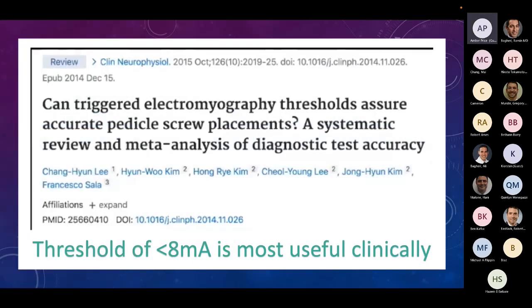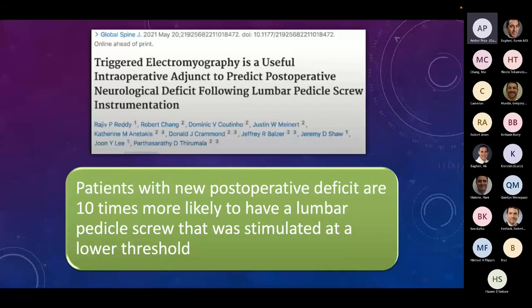So does that actually hold out with accurate pedicle screw placement? This study looked at whether or not the triggered EMGs actually were able to identify incorrectly placed screws by removing the screw and testing for breaches. And they again found that the threshold of less than 8 milliamps is the most clinically useful. And then, are they predictive of neurological deficits if the pedicle screw is placed incorrectly? This was a study that showed that basically if you have a pedicle screw that's stimulated using that 8 milliamp threshold, you're 10 times more likely to have a new postoperative deficit if not addressed. And so it does translate out clinically as well.